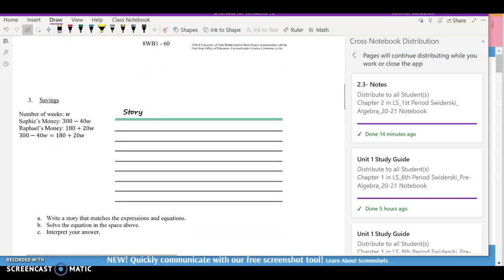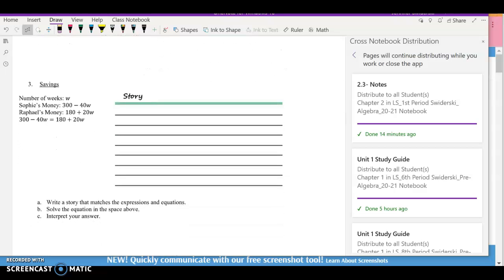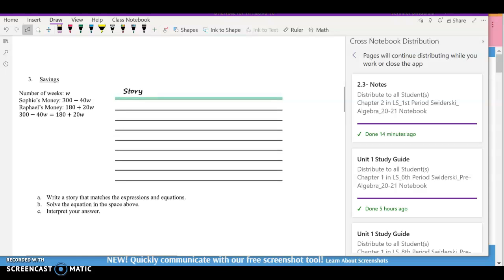Number 3, we've got two friends, Sophie and Raphael, who are saving money over some time. The number of weeks is W. So it says Sophie starts with $300 and her savings account goes down $40 a week. Well, what happens to Raphael's money? Raphael's money, he starts with $180, but he's adding $20 per week to his bank account. So when will they have the same amount of money?